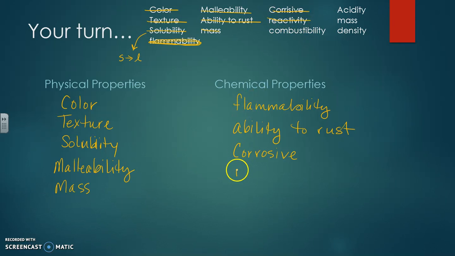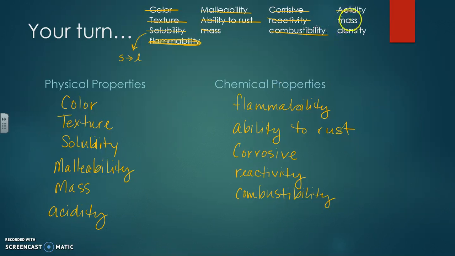Reactivity, definitely a chemical property, because if something reacts with something else, that's changing it. Combustibility, that means that it's going to be able to burn. Anytime something burns, it's got to be a chemical change. Acidity talks about how acidic something is in nature, and that's just talking about whether its pH is high or low. Put it over here. We have mass on there twice, let's take that away. Density is a physical property. So hopefully you did well on that.